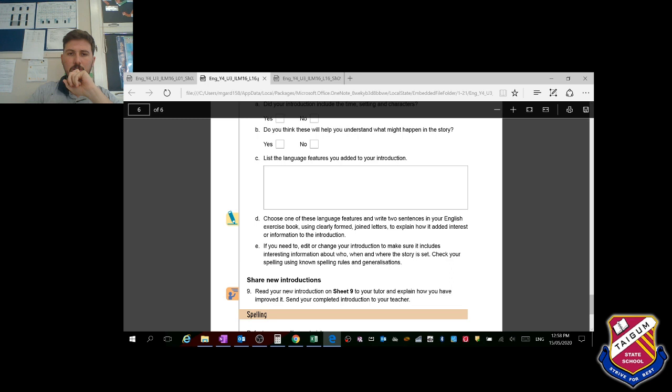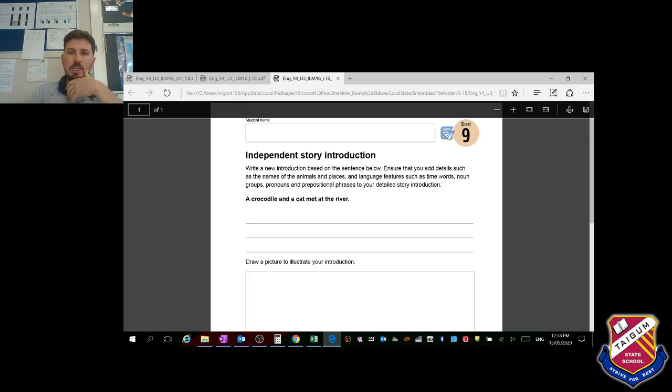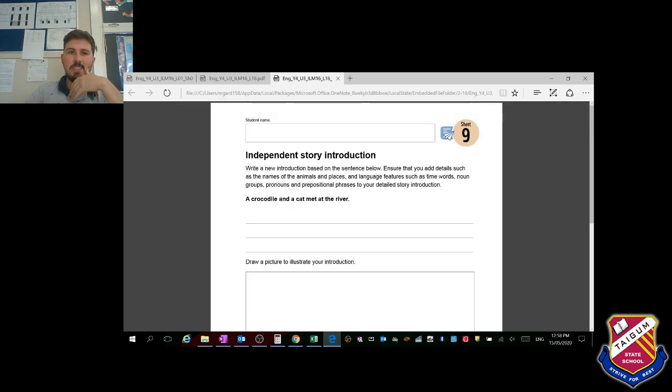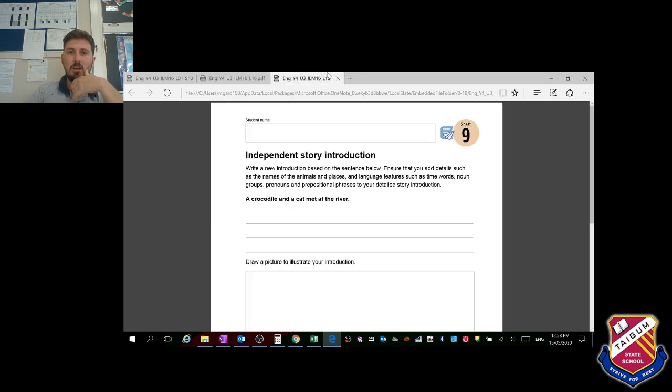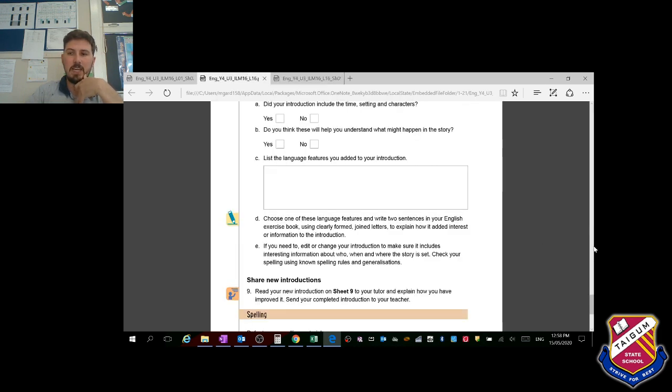You don't have to do D, but E definitely. E is what E wants you to edit. So once this is done, I'm not worried too much about this. I'm worried more about this. Once this is done, go through and edit it, okay? And then that's basically it.